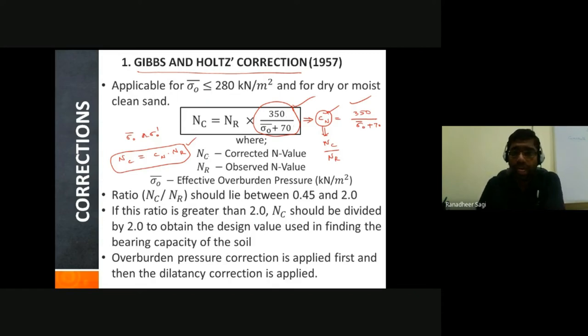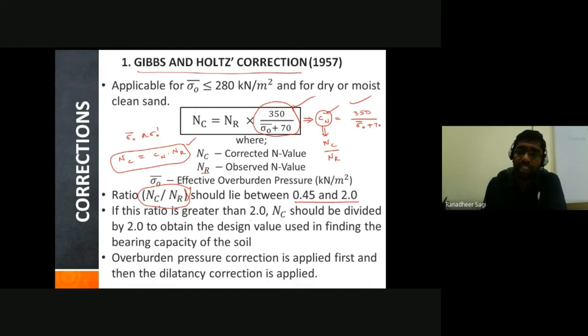Here in the expression, Nc refers to the corrected N value after applying the overburden correction, and Nr indicates the observed N value, the N value determined from your SPT test. Sigma naught dash refers to the vertical effective stress at the depth where you performed your SPT test. The ratio Nc by Nr, that is your correction factor, generally has to be between 0.45 and 2 only.